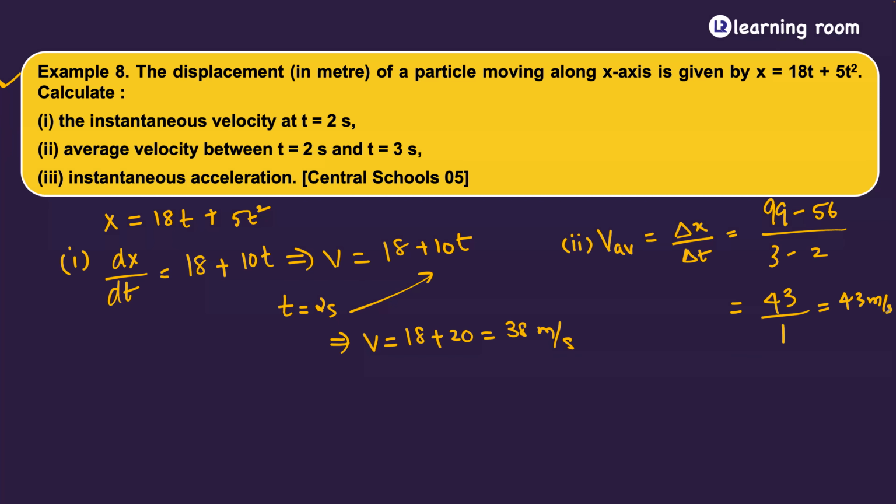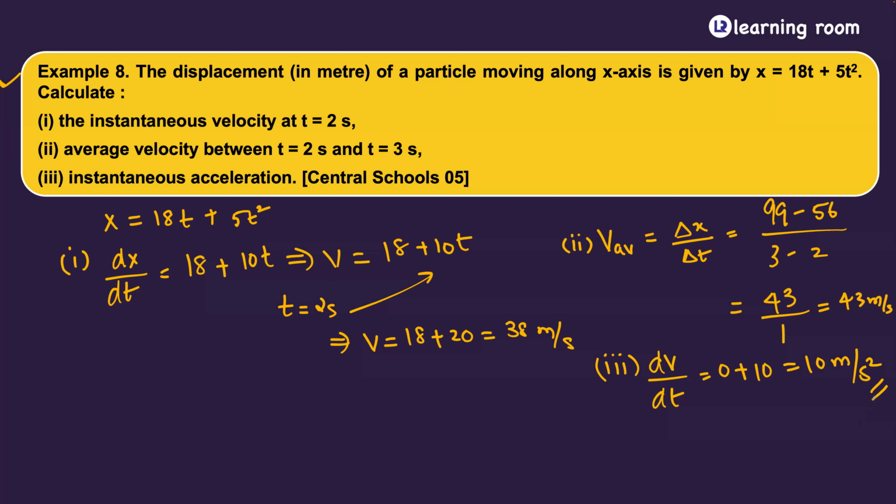Okay. Now for instantaneous acceleration, all that you need to do is differentiate the instantaneous velocity. So for the third one, if I find dv by dt, you will differentiate this. The derivative of 18 is 0, plus the derivative of 10t is 10. So the answer will be 10 meter per second square. Meaning in this case, the acceleration is not dependent on time, so acceleration is going to be uniform. This is another example for uniformly accelerated motion. Okay. Is the point clear?